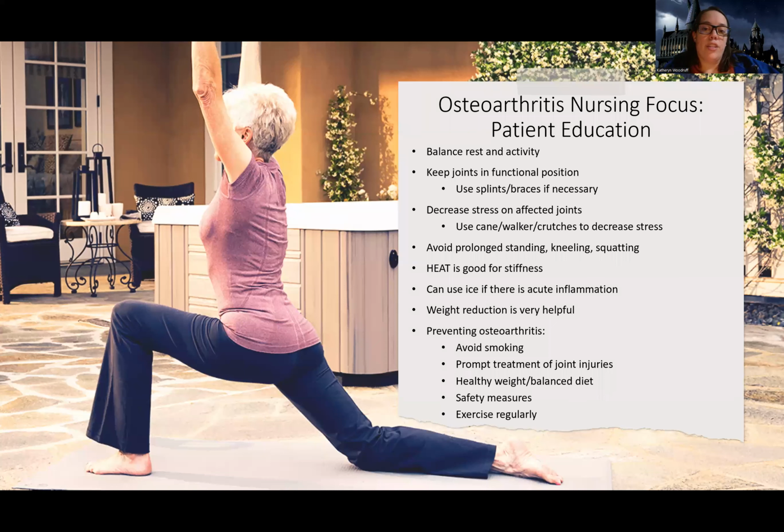Overall, other education is going to be balancing rest and activity and keeping everything in a functional position. They might need knee braces or splints, depending on where their arthritis is. Some people may also wear splints on their hands if they have osteoarthritis in their hands. And then, not being afraid to utilize adaptive or assistive equipment to help decrease the stress.